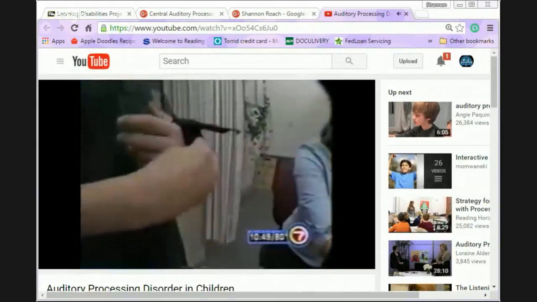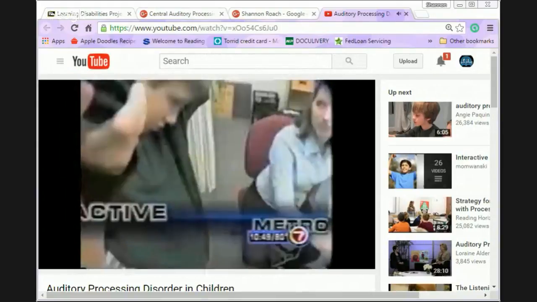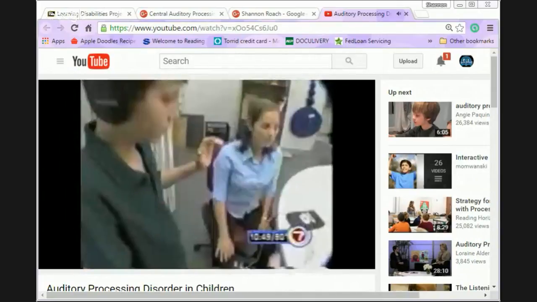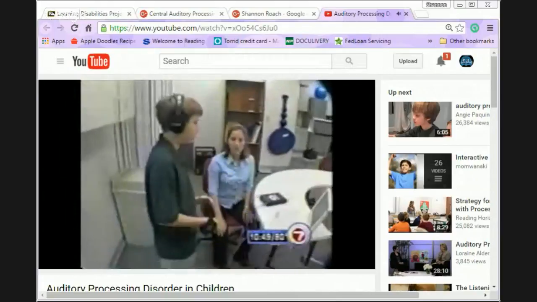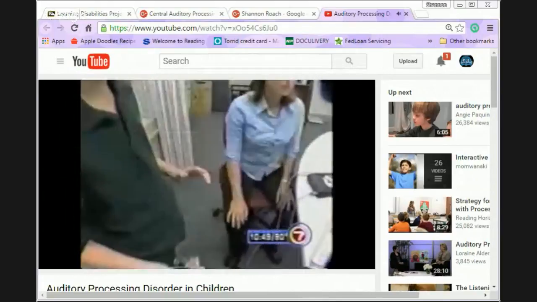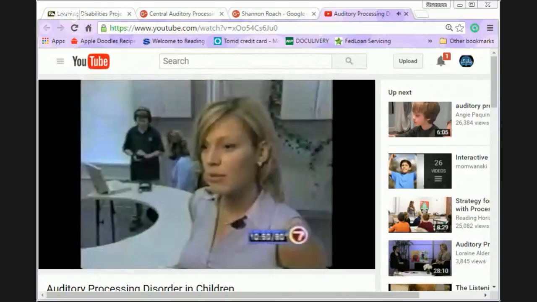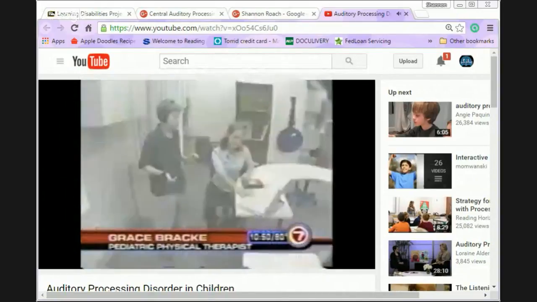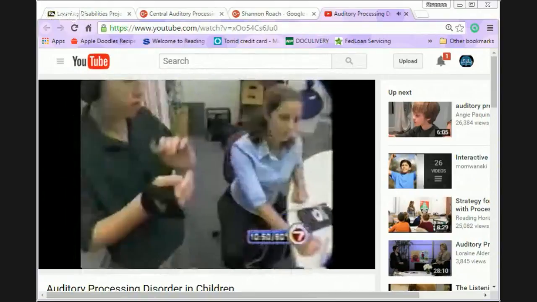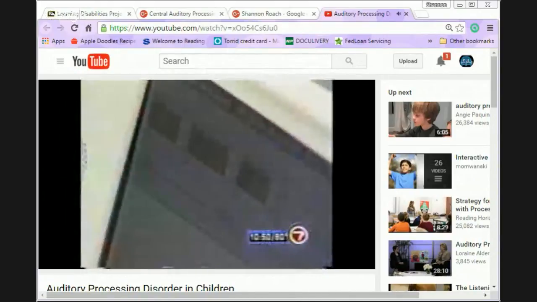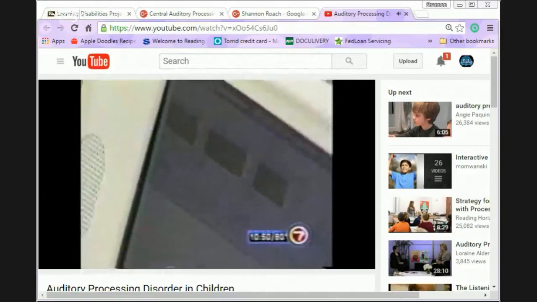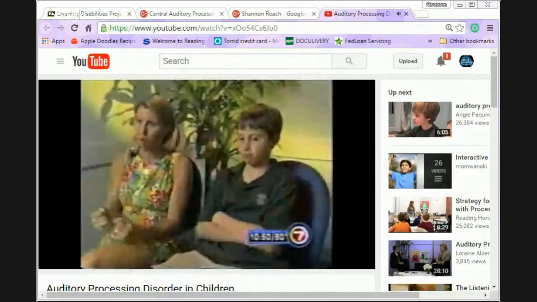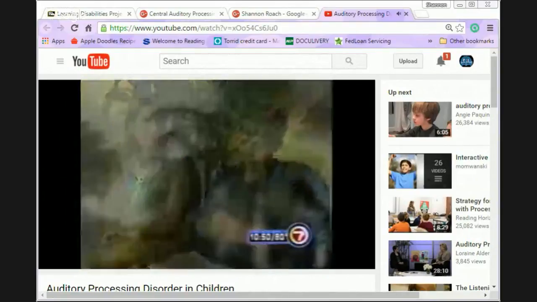Pediatric physical therapist Grace Bracken recommended interactive metronome to help Ben. IM uses a timing device that you must listen to while practicing certain exercises. It develops motor pathways in his brain that help him coordinate both sides of his body. Watch as Ben must clap in sync with the sound in the headphones. A second tone then tells him if he's on time, early, or late. So far, so good.